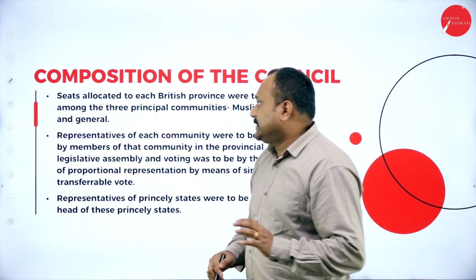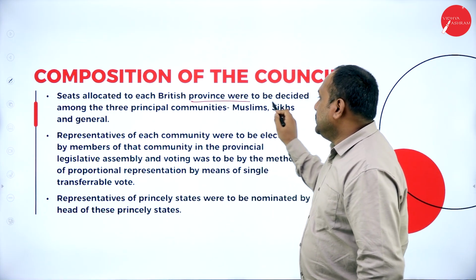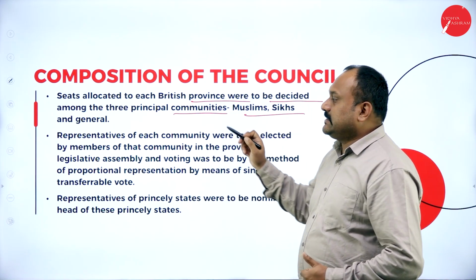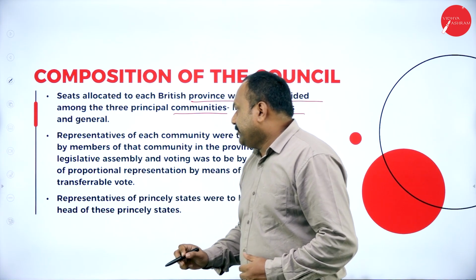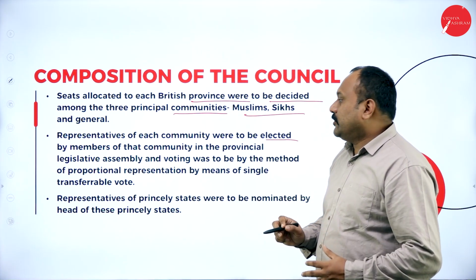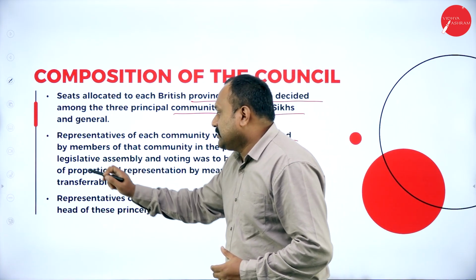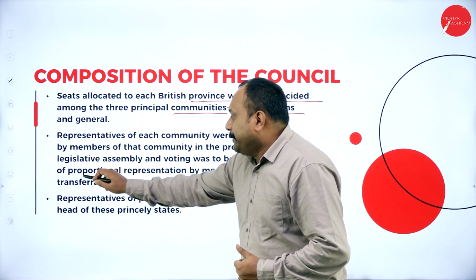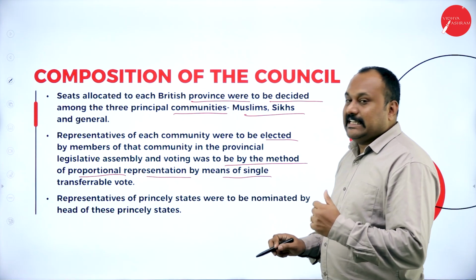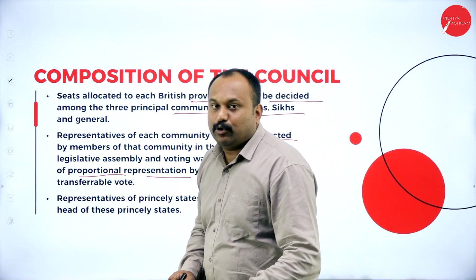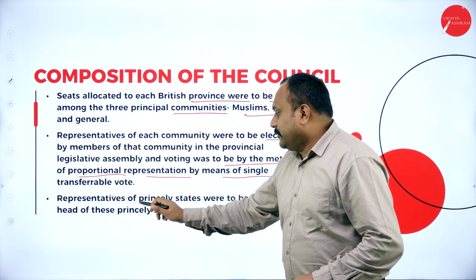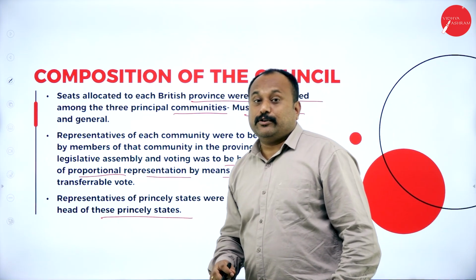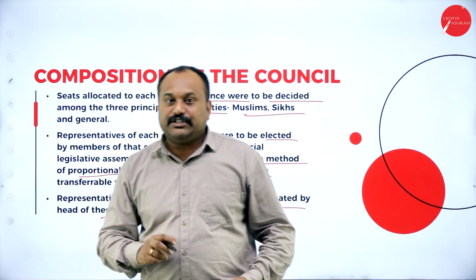Composition of the council. Now here, seats allocated to each British province were to be decided among the 3 principal communities, that is Muslim, Sikhs and general. Representatives of each community were to be elected by members of the community in the provincial legislative assembly, and voting was to be by the method of proportional representation by means of single transferable vote, that is, one person will vote only one person. Representatives of princely states were to be nominated by the heads of these princely states only. So that was the council composition.